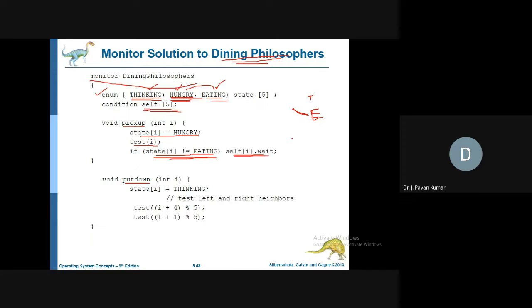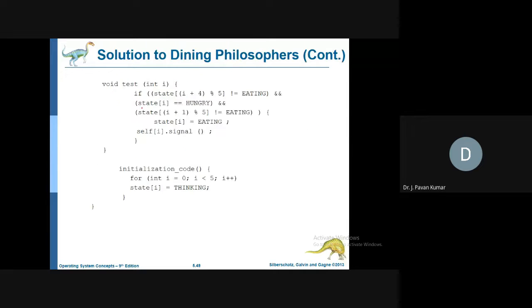What's the strategy? Like one philosopher we are having. Whenever both of his neighbors are not eating, he is able to eat, isn't it? If one of his neighbors is eating, then he cannot take this chopstick. Suppose both are not eating and he is not eating, then he is able to eat. So that's what we will check here. That is, in test, with respect to I, we will be checking the state of I plus 4 mod 5. That means one of the adjacent ones.